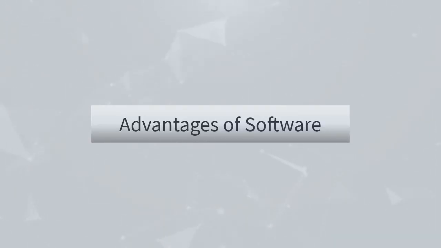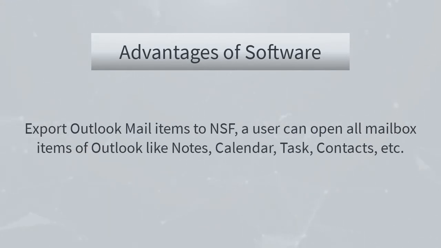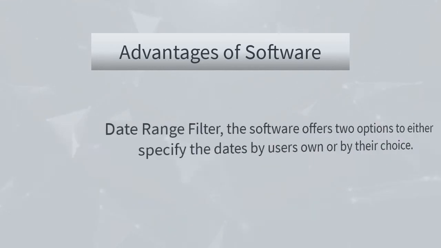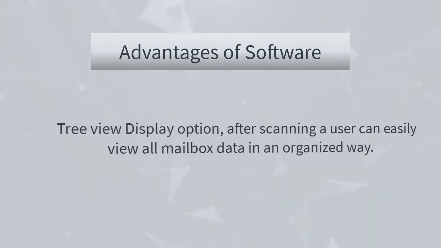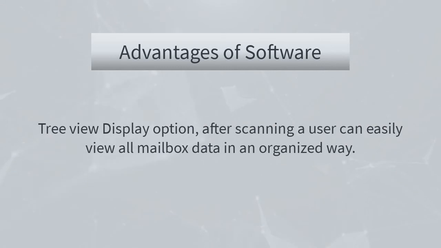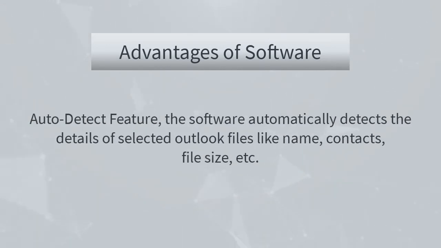Advantages of using SysinfoTools to NSF Converter software. Export Outlook mail items to NSF. A user can open all mailbox items of Outlook like notes, calendar, task, contacts, etc. Date range filter. The software offers two options to either specify the dates by user's own or by their choice. Tree view display option. After scanning, a user can easily view all mailbox data in an organized way. Auto detect feature. The software automatically detects the details of selected Outlook files like name, contacts, file size, etc.